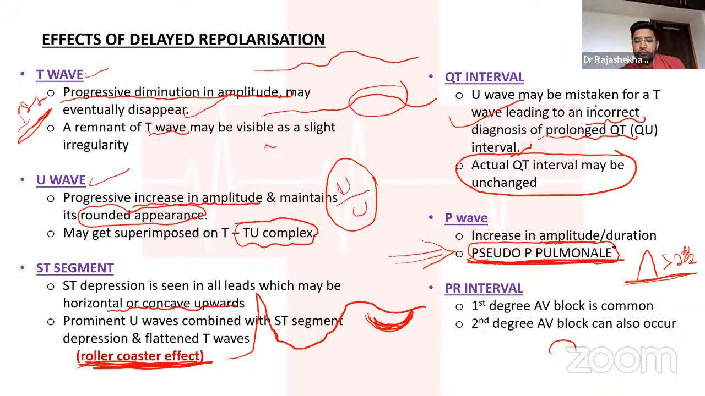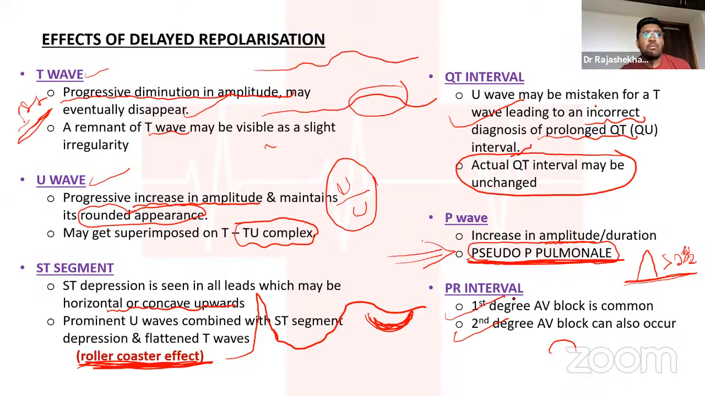So this is a feature of the hypokalemia. And sometimes the AV blocks are common, both the first degree and second degree Wenckebach, due to sequential prolongation of the PR interval, can also occur in case of the hypokalemia. So there is a lot of variety in hypokalemia. If you see, the majority of these are due to repolarization delay.